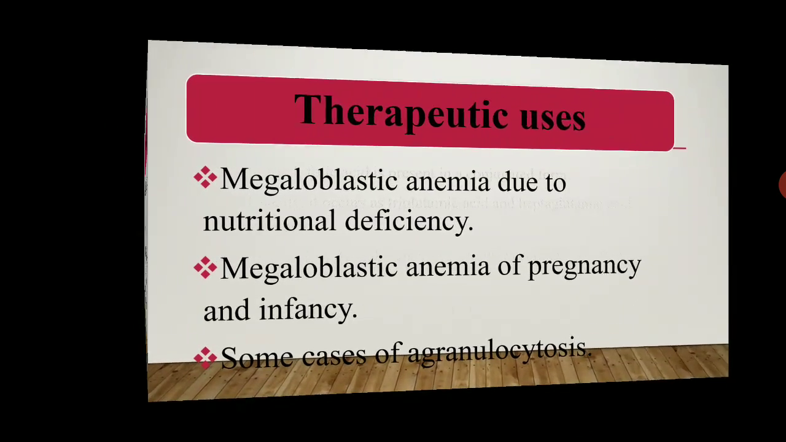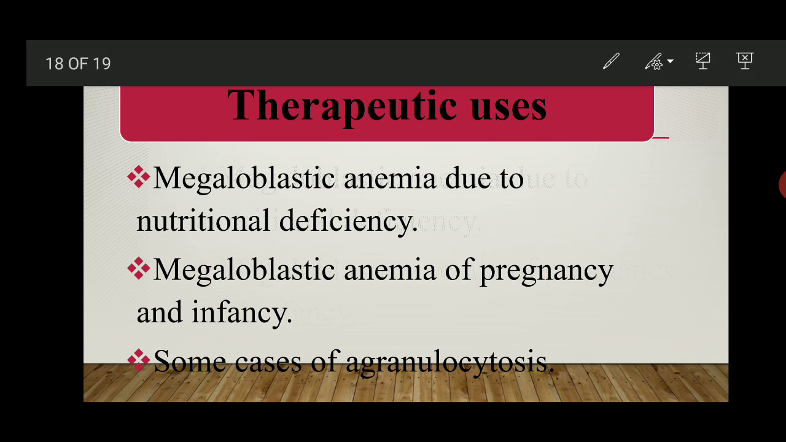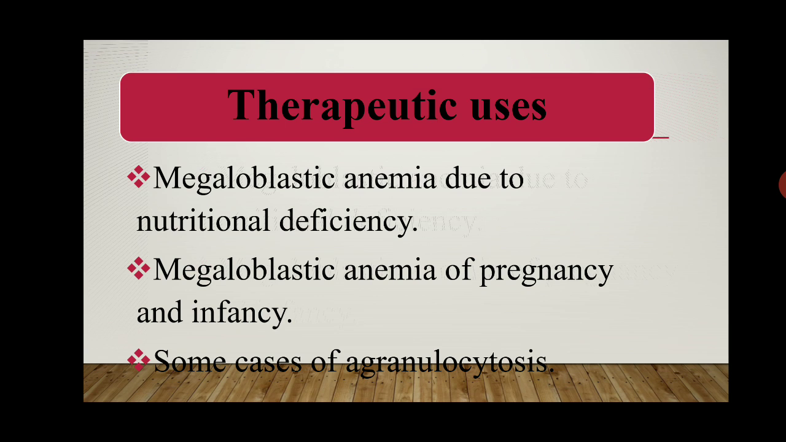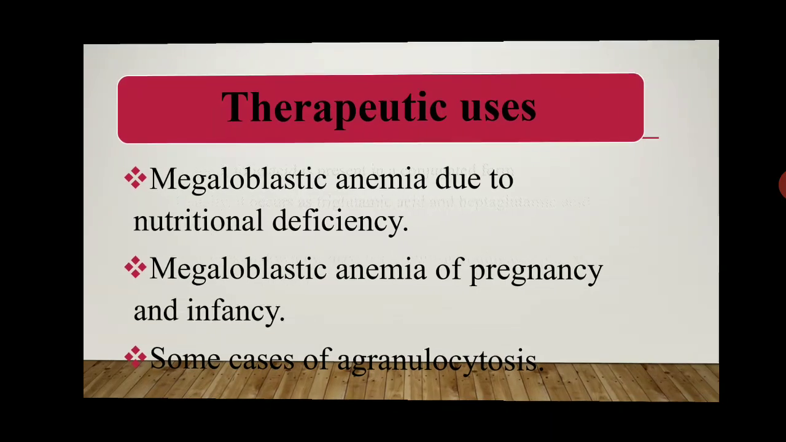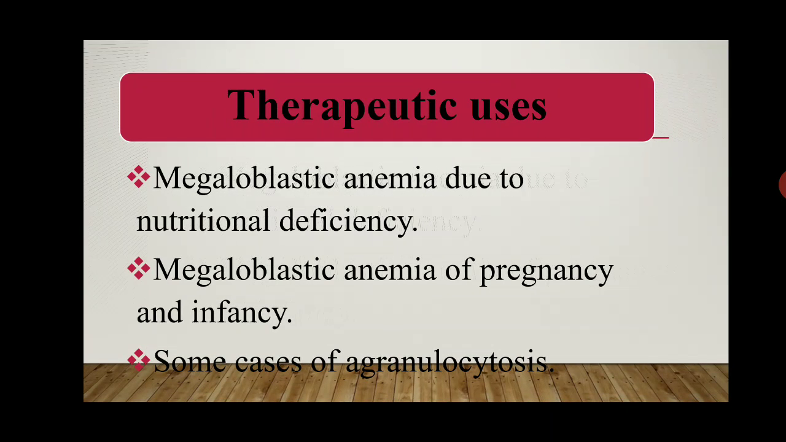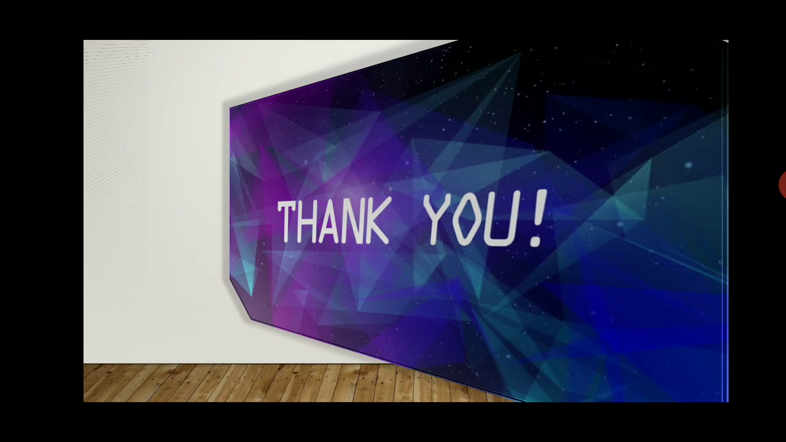Then next slide, therapeutic uses of folic acid. Megaloblastic anemia due to nutritional deficiency, so folic acid is used in the treatment of megaloblastic anemia. Also megaloblastic anemia of pregnancy and infancy, and some cases of agranulocytosis. These are the uses of folic acid. So thank you so much.